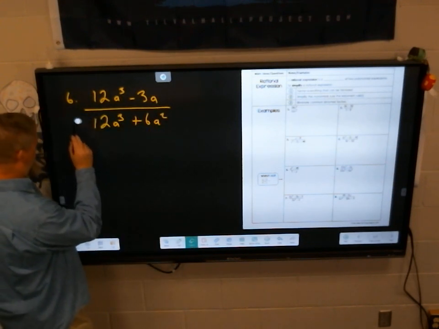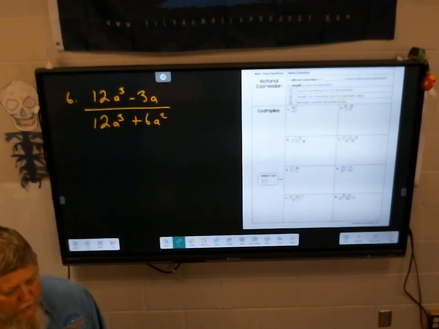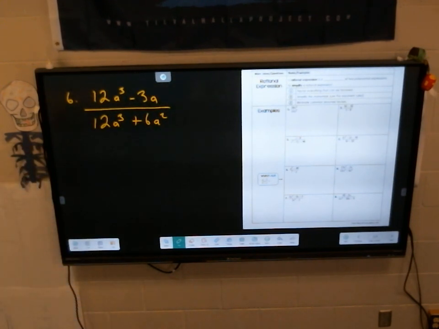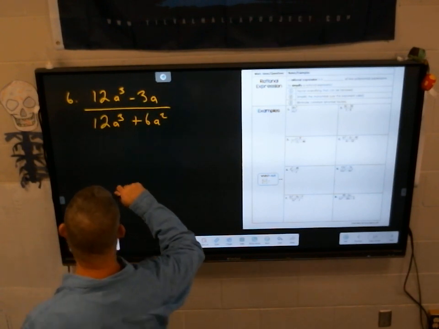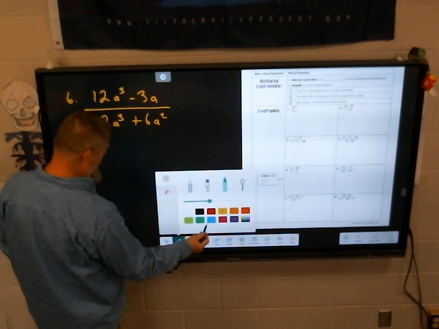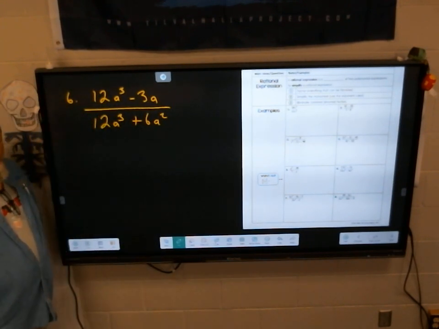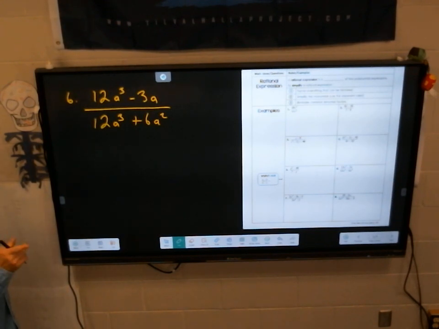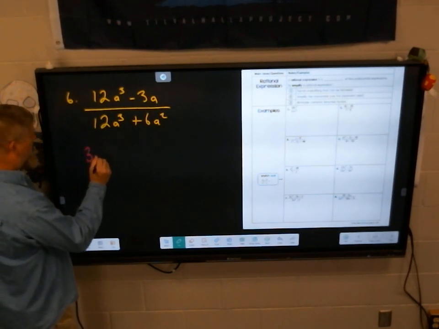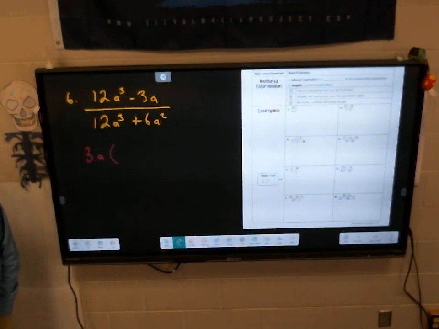Okay, I'm still hearing some talking. Okay, so those of you who were here last week, what's the first thing we always do? Factor. Okay, factor everything you possibly can. So in this case, more than likely, since they're binomials, you look at what they have in common. So look at the numerator. I have 12a cubed minus 3a. What do they have in common? 3 and a. So we take a 3a out. If I divide that out, what do I have left?